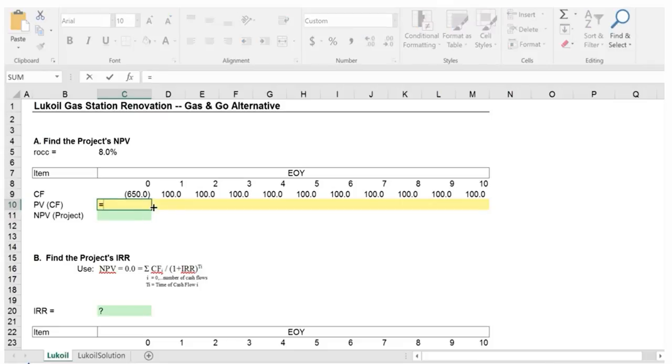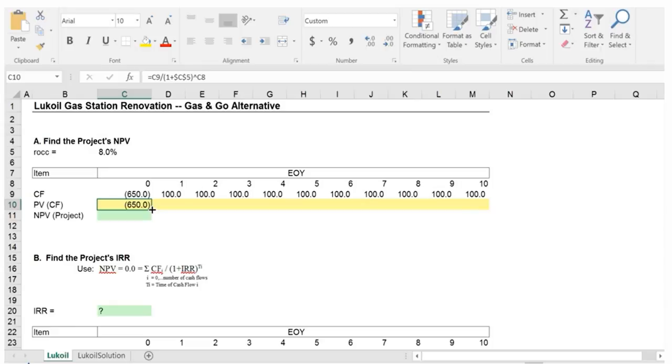Okay, so I'm going to start with this $650,000 cash flow. I want the present value of it here in C10. So I'm going to say equal to C9, the cash flow itself, divided by 1 plus the opportunity cost of capital. And I'm going to lock that down, which on a PC is function F4. And that needs to be raised by the amount of time in years that's passed since the beginning of the project, which I have right up here. 0 time has passed in C8. Okay, so that's looking good. A cash flow at t equals 0 discounted back to t equals 0 should just be the cash flow itself.